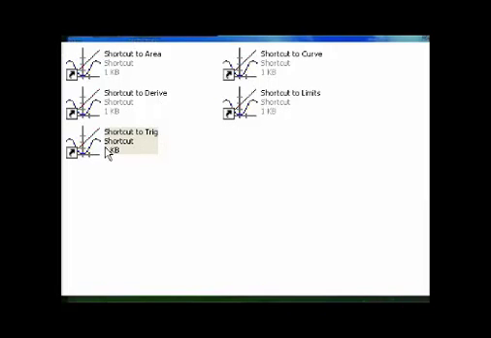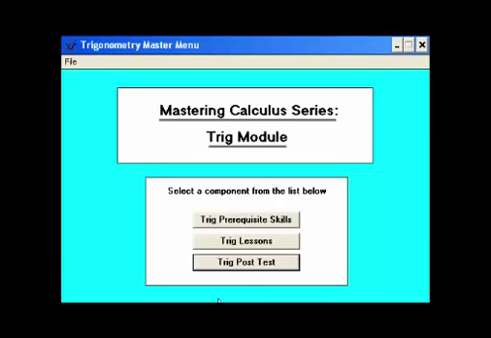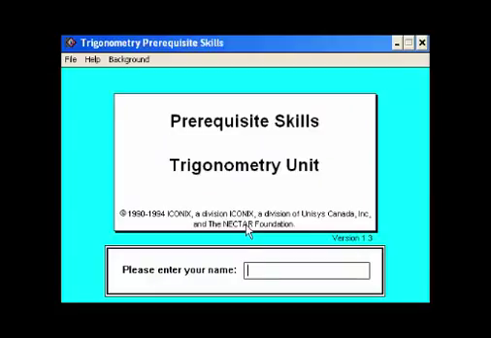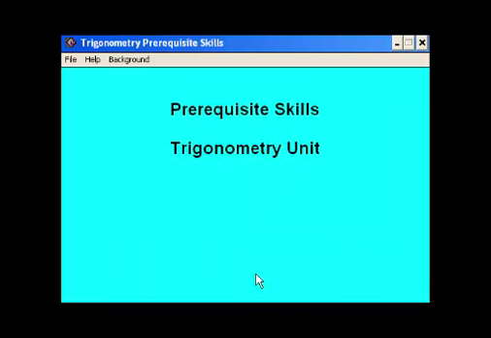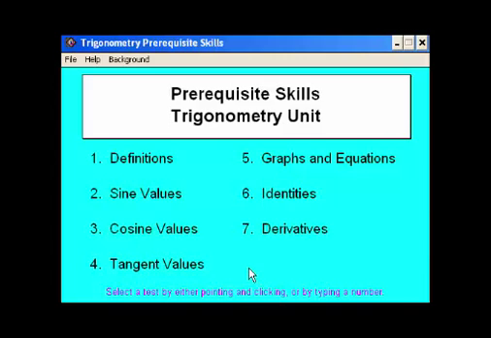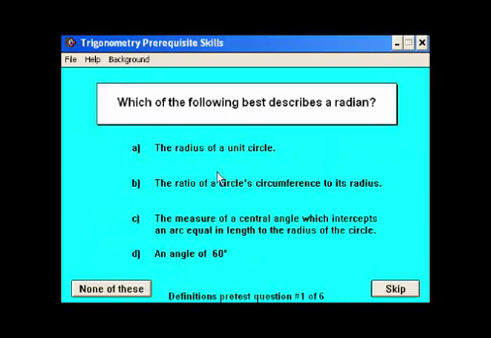Let's take trigonometry for instance. What is nice about this one, we start off with a prerequisite skill test. We give the students a test first to determine whether they would be able to do calculus and trigonometry. So let's look at the test. They will enter in their name. There are 7 tests which they need to do. We're just going to do the first one, definition.